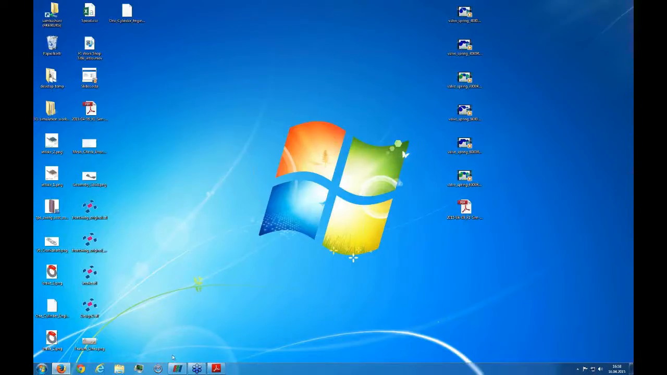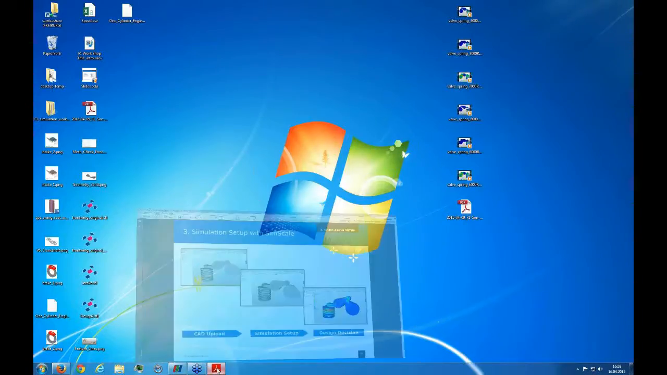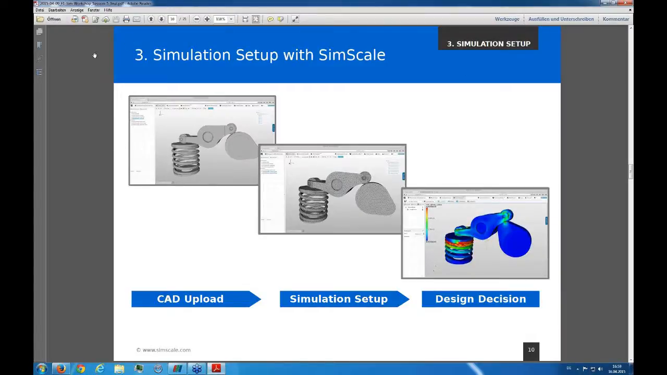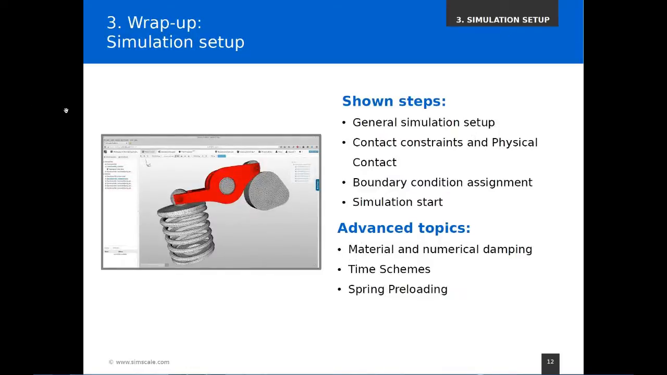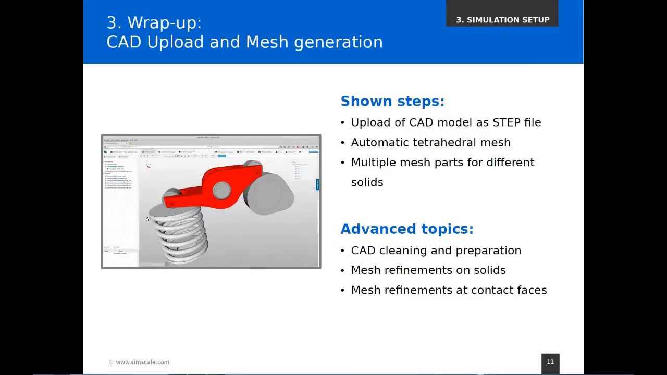Okay, so let's go back to our presentation. Let's have a quick recap since we see the time is running. What we've shown is the geometry upload. We haven't shown it, but it's very easy. We used the STEP file to upload it, and we created an automatic mesh of it, automatic tetrahedralization, which is very easy to set up. Just set how coarse or how fine the mesh should be, and that's it.